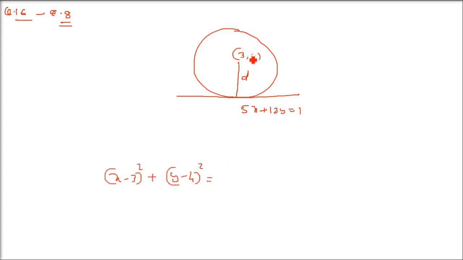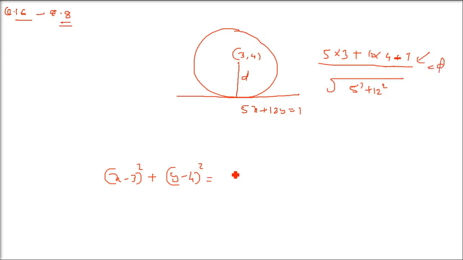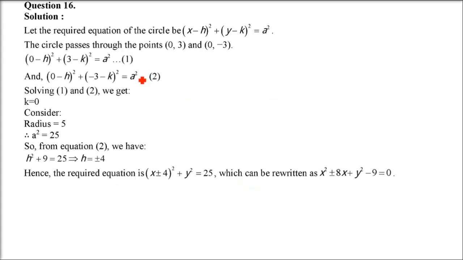So the equation will be (x minus 3) whole square plus (y minus 4) whole square, because h and k, the center, is (3, 4). And what will be the perpendicular distance from the point (3, 4) to this line? 5 into 3 plus 12 into 4 minus 1, divided by under root 5 square plus 12 square. So this is the distance. Whatever you get here, just square it and put it in this equation. So this we have already done.